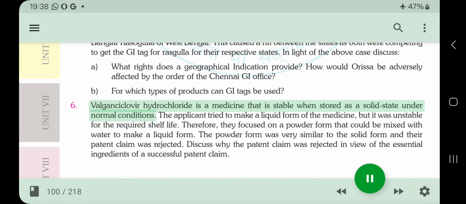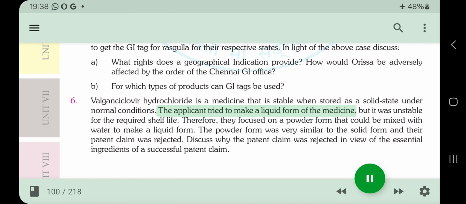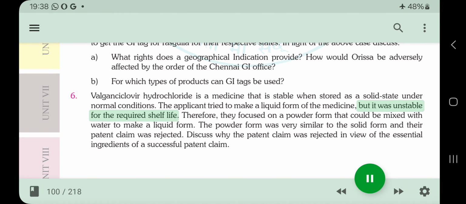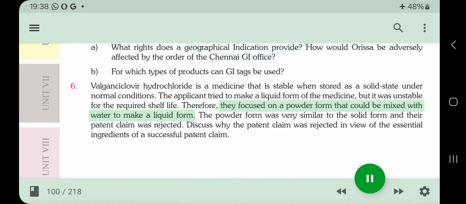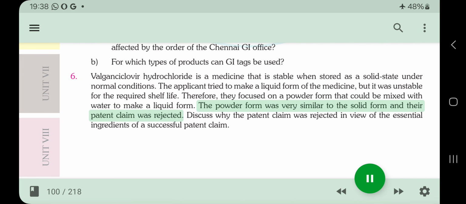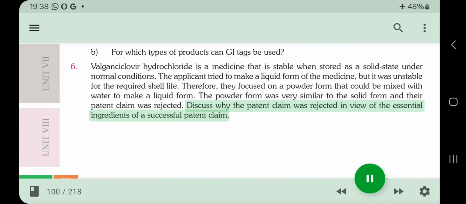6. Valganciclovir hydrochloride is a medicine that is stable when stored as a solid state under normal conditions. The applicant tried to make a liquid form of the medicine, but it was unstable for the required shelf life. Therefore, they focused on a powder form that could be mixed with water to make a liquid form. The powder form was very similar to the solid form and their patent claim was rejected. Discuss why the patent claim was rejected in view of the essential ingredients of a successful patent claim.